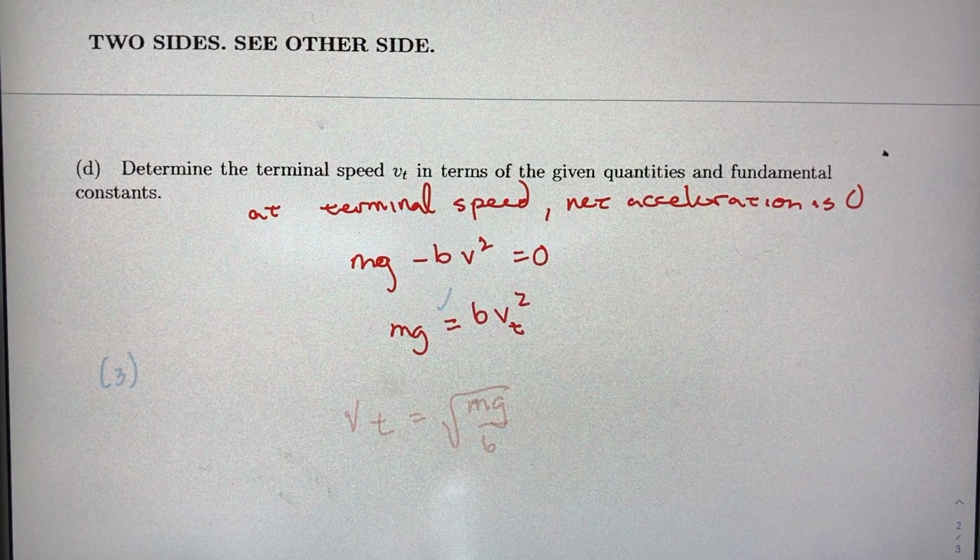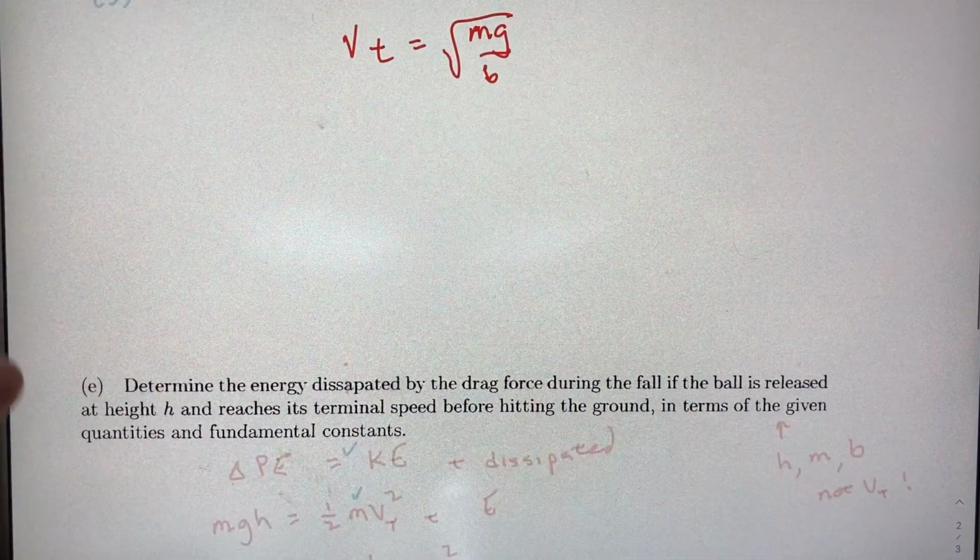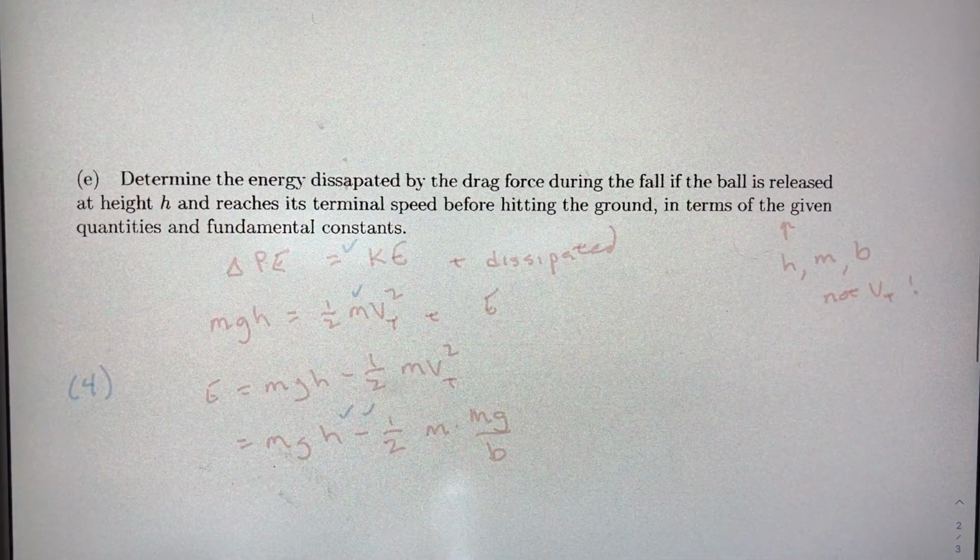Don't forget to replace v with v sub t, and then solving for v sub t, you get that. Okay, lovely. Energy dissipated, sorry I misspelled dissipated. Oops.